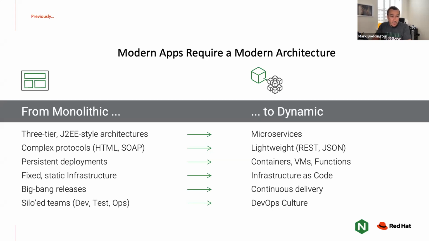And as people move, we see they're moving from three-tier architectures to microservices, away from complex protocols such as SOAP-based APIs to lightweight REST and JSON ones. Deployments are no longer persistent, so we're not looking after feeding and watering servers, but we're deploying ephemeral containers and even functions as a service. And as we move down this route, we bring in infrastructure as code and automation with continuous delivery, and that's driven very much by emerging DevOps culture.